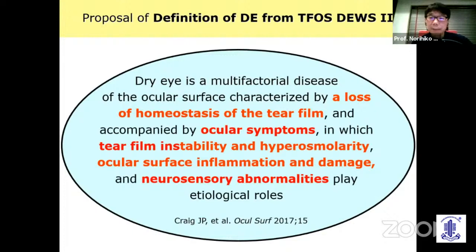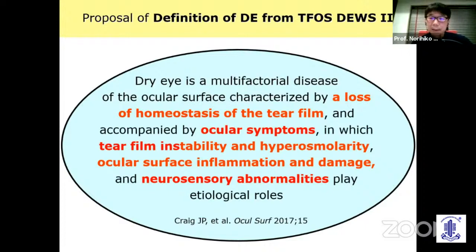This slide shows the definition of dry eye from TFOS DEWS II. According to this definition, dry eye is characterized by a loss of homeostasis of the tear film, in which not only tear film instability, but also hyperosmolarity, inflammation and damage, and neurosensory abnormalities are important etiologically.